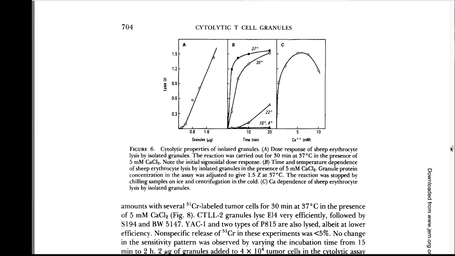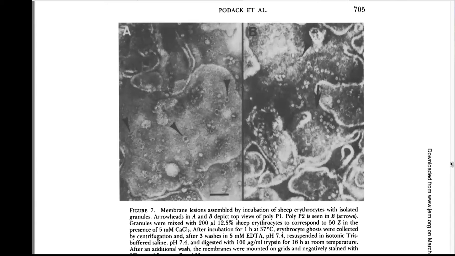And then in figure 7 these are isolated membranes from sheep erythrocytes mixed with the granules. And you can see that the granules have basically poked holes in these membranes. There are 2 different size holes. These are 160 angstroms in diameter, and then these are only around 50 to 90 angstroms in diameter. So that's it.